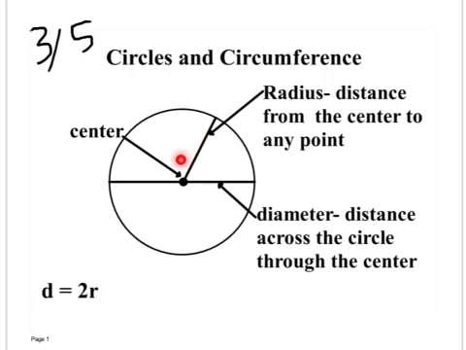So if I know the radius is 5, what will be the diameter? If it's twice as long as the radius, it'd be 10, right? If the radius is 10, how long would the diameter be? 20. What if the diameter was 20? How long would the radius be? 10, right? If the diameter was 100, how long would the radius be? 50. It's half, right?